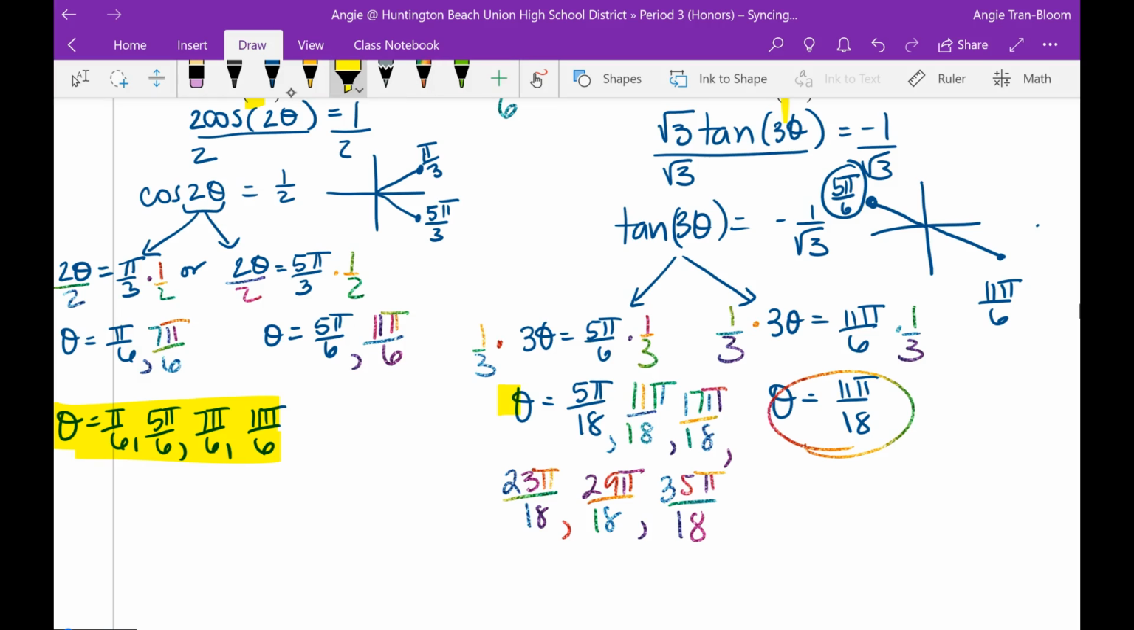Okay, that is it. And again, you can use 11 pi over 18 on the right side and subtract to get the small one, and then add to get the rest. Questions so far?